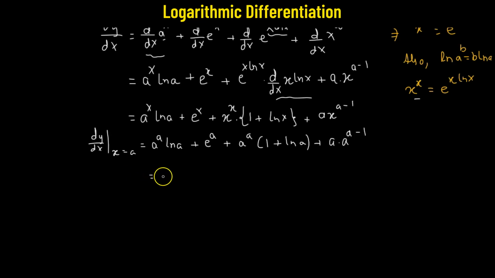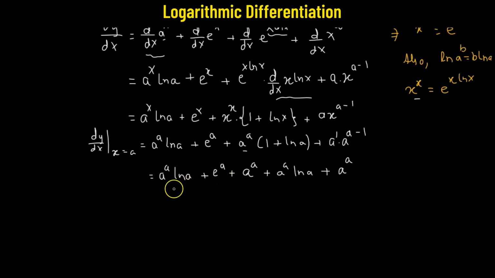So we have a raised to the power of a times log of a plus e raised to the power of a plus, we will multiply a raised to the power of a with 1 plus log a. So we have a raised to the power of a plus a raised to the power of a times log a plus, here we have a raised to the power of 1. When we combine the powers, this simply becomes a raised to the power of a, by using the laws of exponents.